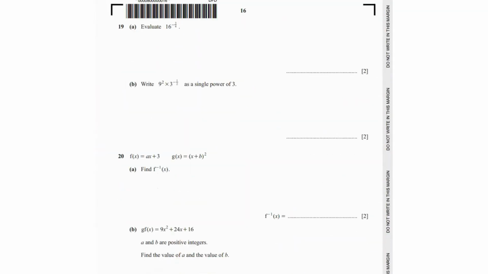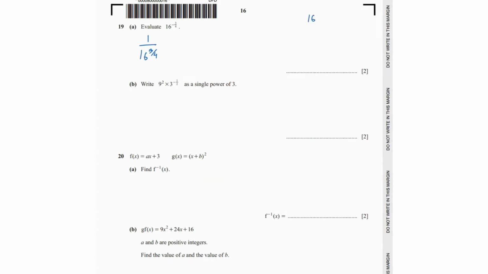Then evaluate 16 to the power of negative 3 over 4. So whenever we have a negative power and it's fractional or just even like a whole number, we have to make the power positive. To make the power positive, you take the reciprocal of the base. So it becomes 1 over 16 to the power of 3 over 4. We flip the base and the power becomes positive.